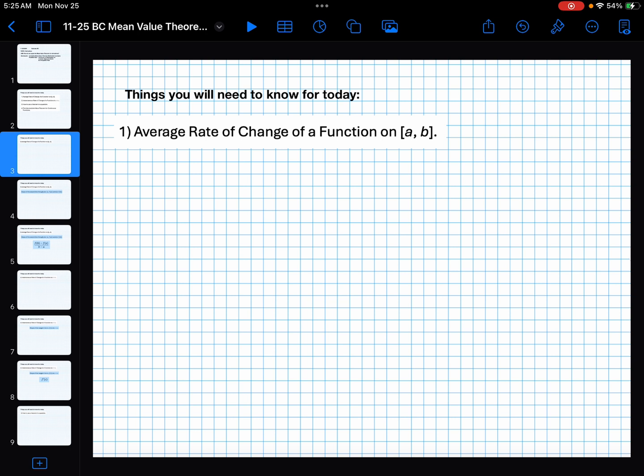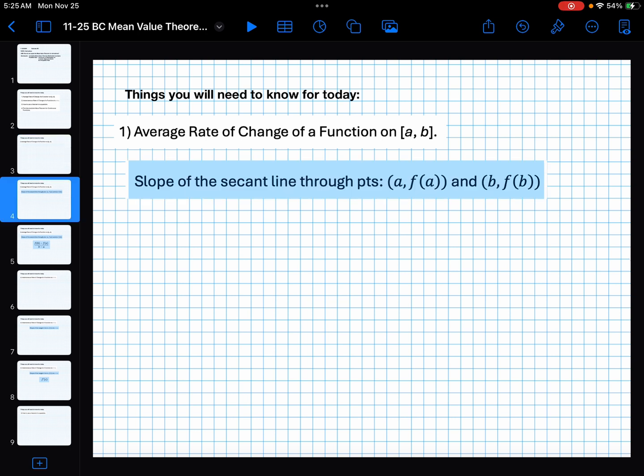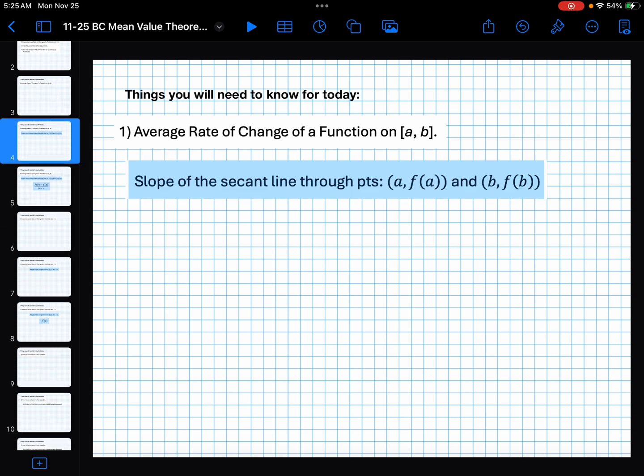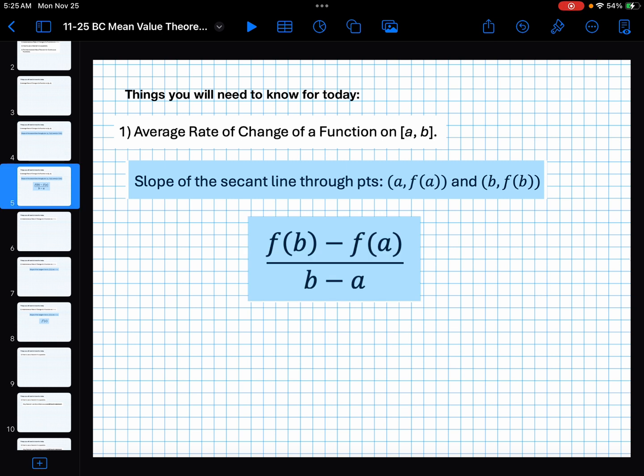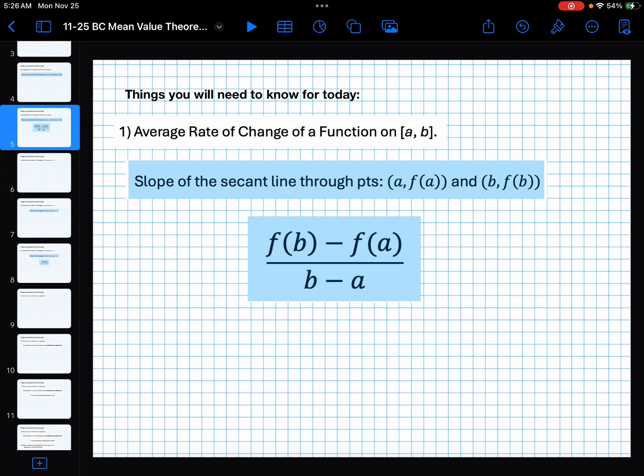So average rate of change of a function is simply the slope of the secant line that intersects 2 points on the function. On that interval from a to b, the points would be (a, f(a)) and (b, f(b)). And if you just wrote a simple slope formula, that is the average rate of change of f(x) on that interval. That's it, slope of the secant line.